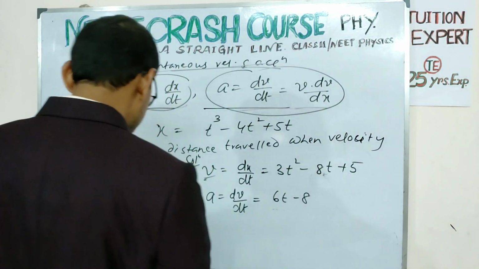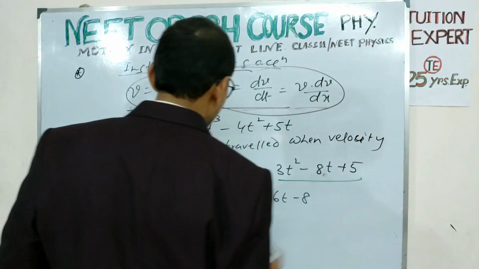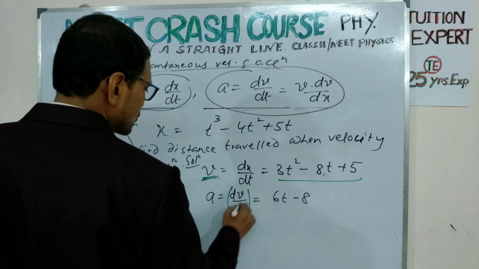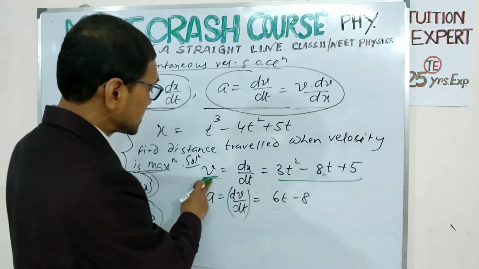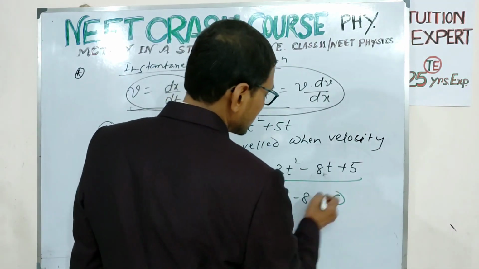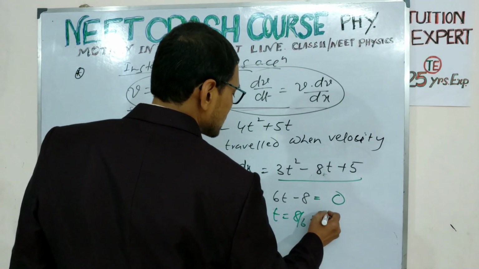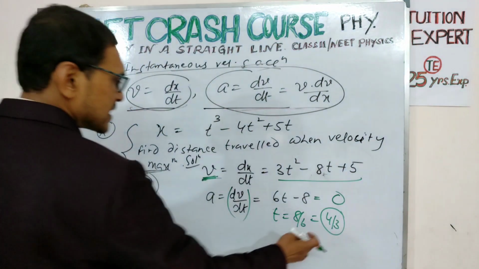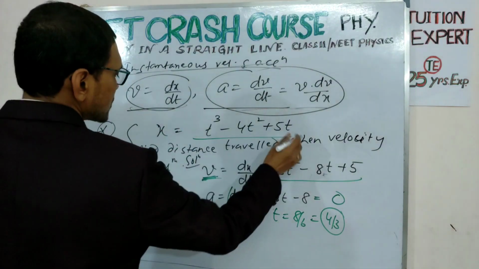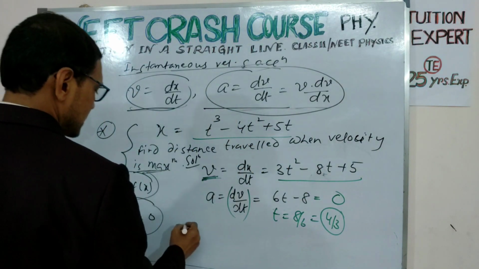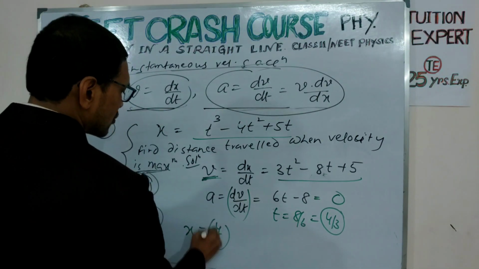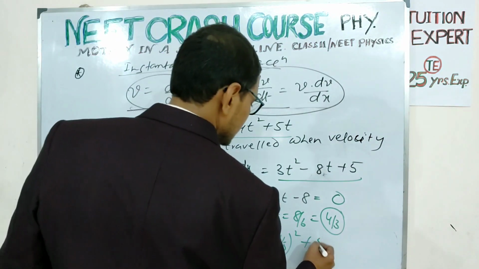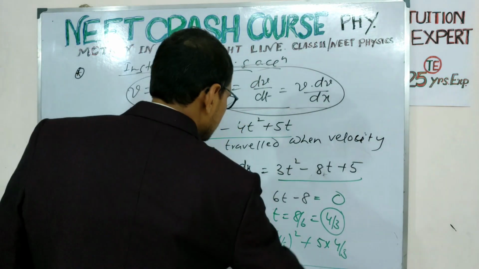So here velocity is a function of time. Velocity is maximum when dv by dt equals 0. That is, this becomes 0, that is t equals 8 by 6, that is 4 by 3. So at this time velocity is maximum. So at this time, what is the distance traveled? Put here 4 by 3, we get x equals 4 by 3 whole cube minus 4. So you calculate this. This is the answer.